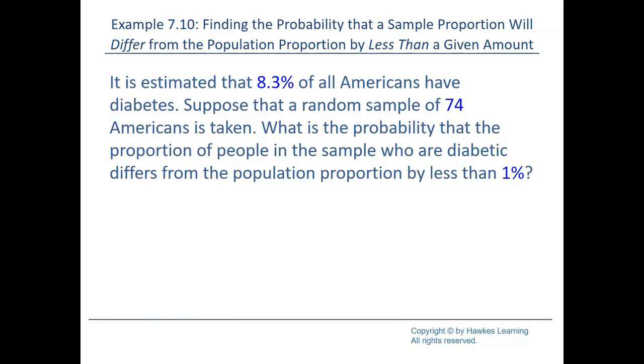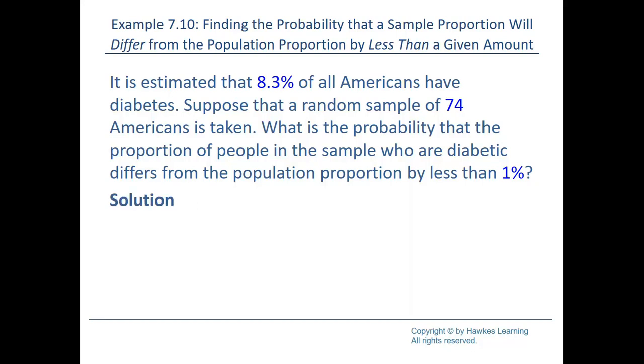Okay, let's try this again. So again, the biggest thing is always just to keep looking for those key things in the problem. So it is estimated that 8.3% of all Americans have diabetes. Now suppose that a random sample of 74 Americans is taken. What is the probability that the proportion of people in the sample who are diabetic differs from the population proportion by less than 1%?